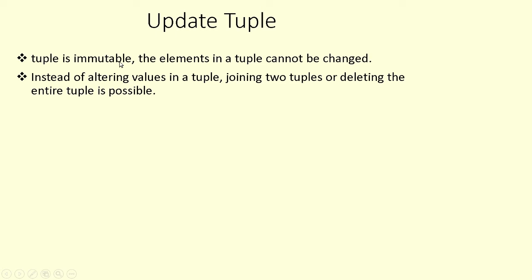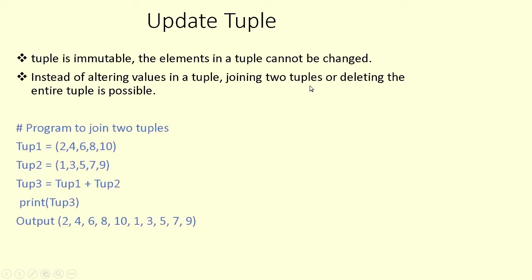Next one is update the tuple. How will you update it? Tuple is immutable. The elements in a tuple cannot be changed. Already you know that. So instead of altering the values, joining two tuples or deleting is allowed. So I cannot change anything, that is, it is immutable. So I can simply join or delete. Those are the two operations I can do on a tuple.